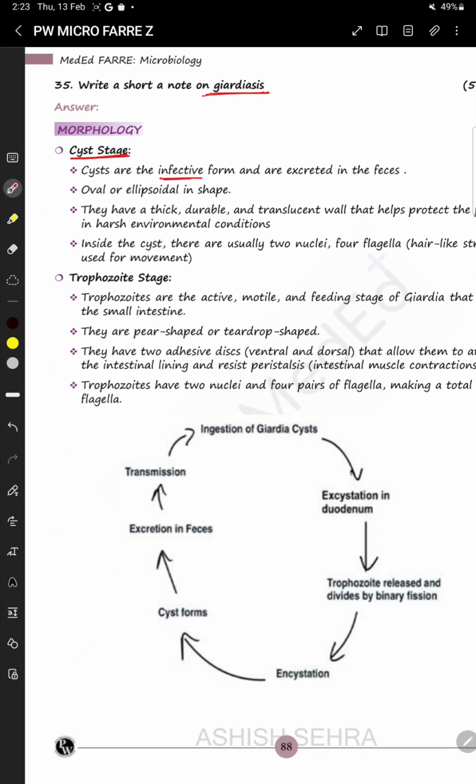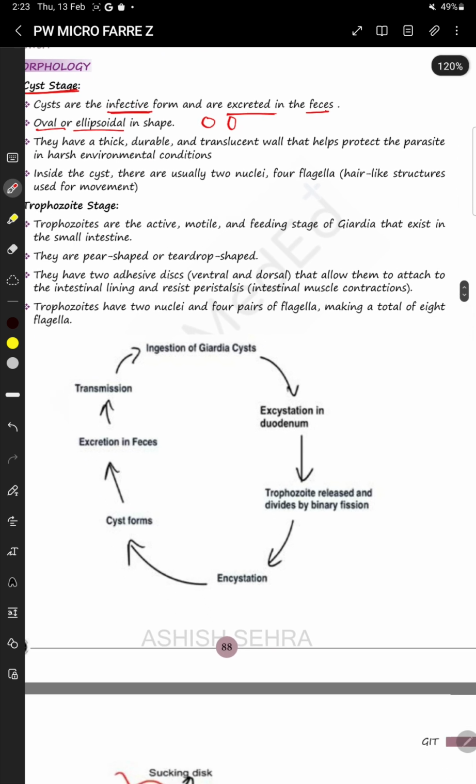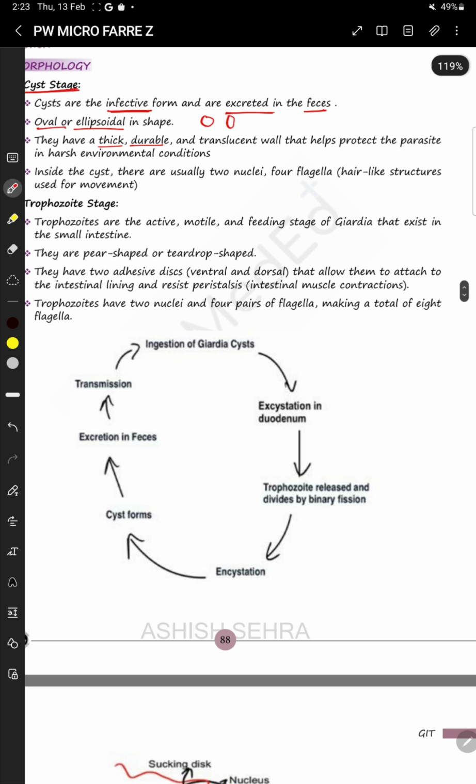Cysts are the infective form and are excreted in feces. Oval or ellipsoid in shape. They have a thick, durable, translucent wall that helps protect the parasite in harsh environmental conditions.